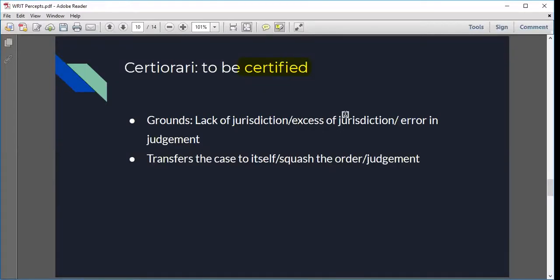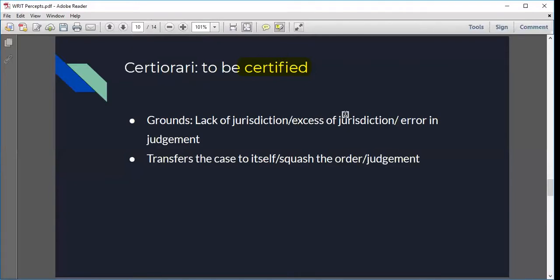Now, this can happen in lack of jurisdiction, so if you do not have the authority to take up the case and you do it, that is certiorari. When there is excess jurisdiction, again that is there. And then when there is error in judgment, right? So error in judgment मतलब सुप्रीम कोर्ट को लगता है कि किसी फैसले की जो सुनवाई है या जो रिजल्ट है वो गलत आ गया है.